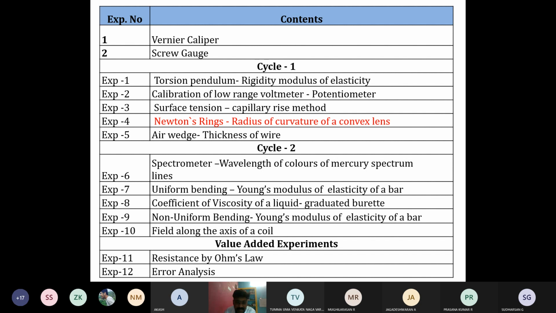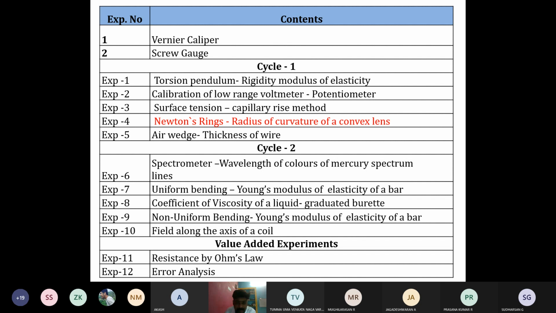For the first semester, we have to consider 10 experiments. So for the first cycle, we are going to consider the first 5 experiments. For the second cycle, there are another 5 experiments.